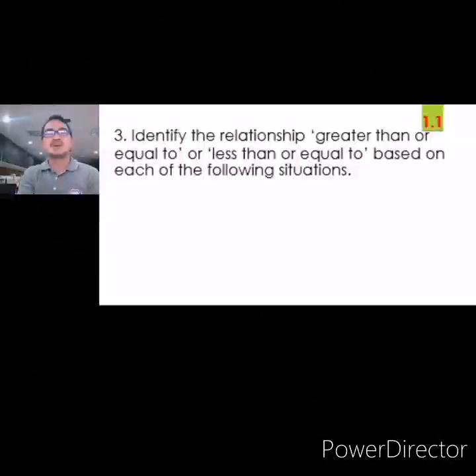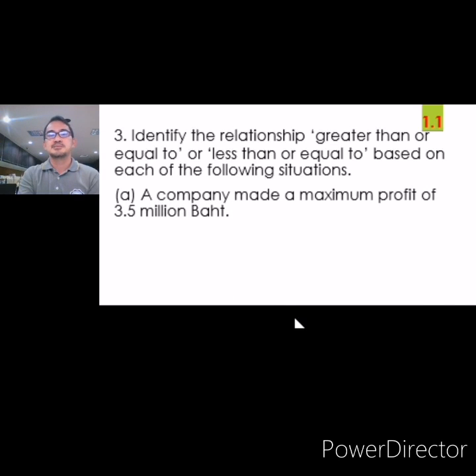Number 3. Identify the relationship, greater than or equal to or less than or equal to, based on each of the following situations. Letter A. A company made a maximum profit of 3.5 million baht. Can you guess the answer? The answer must be less than or equal to. But why? Why is it less than or equal to?